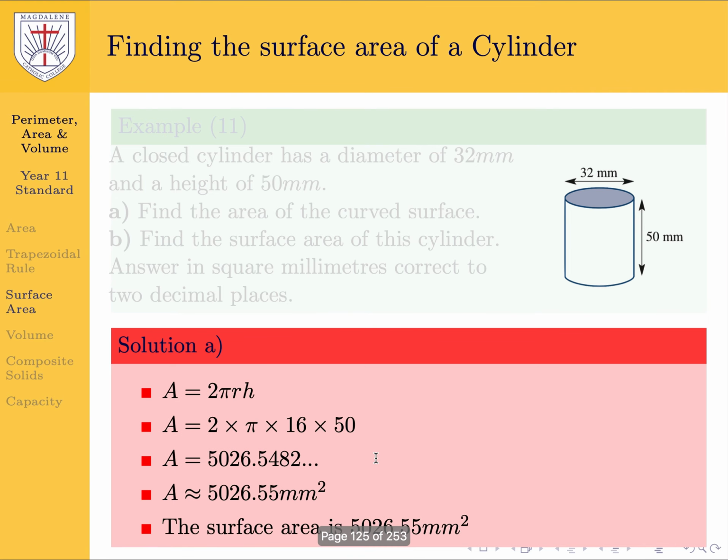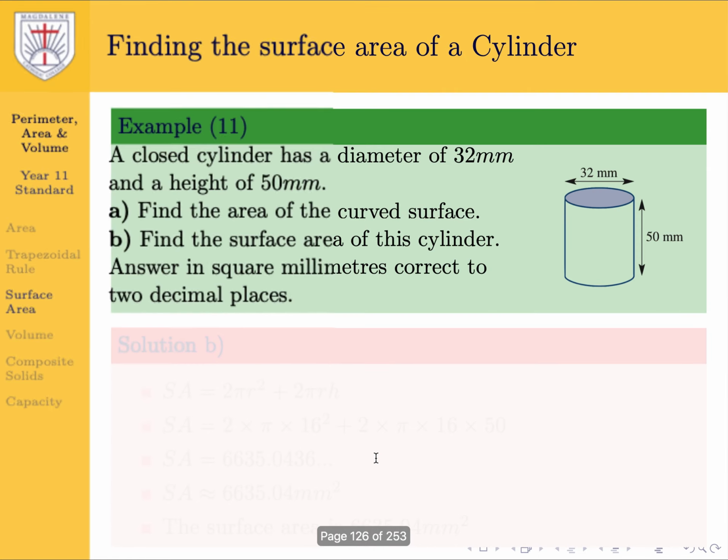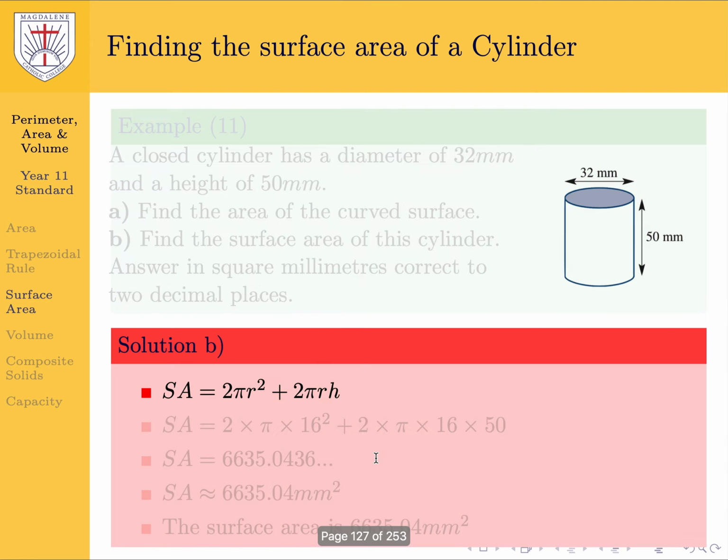And that is the surface area of the curved surface. But for part B, we need to find the surface area of the cylinder in total. Now you could take your answer from part A and then add it on to the formula, but we're just practicing using the formula at the moment, so we're going to use the closed cylinder formula, which is of course 2 pi r squared plus 2 pi r h.